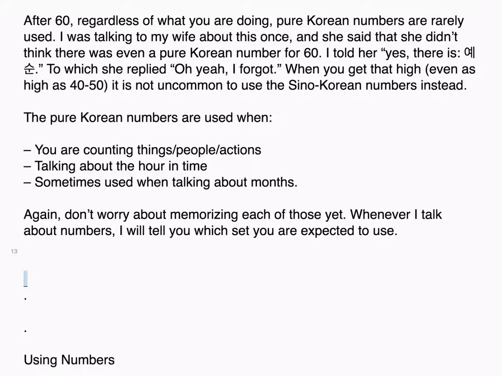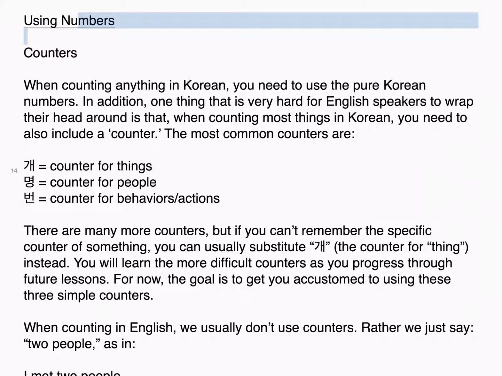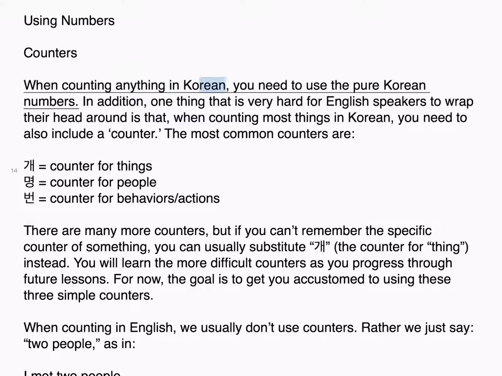Using numbers, counters. When counting anything in Korean, you need to use the pure Korean numbers. In addition, one thing that is very hard for English speakers to wrap their head around is that, when counting most things in Korean, you need to also include a counter. The most common counters are 개, counter for things, 명, counter for people, 번, counter for behaviors, actions. There are many more counters, but if you can't remember the specific counter of something, you can usually substitute 개, the counter for things, instead.